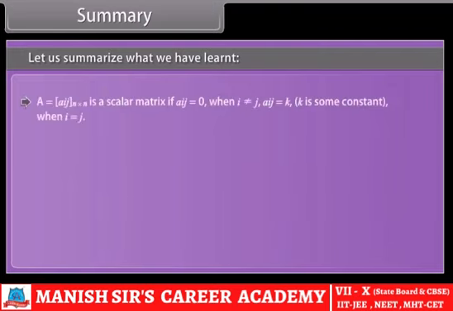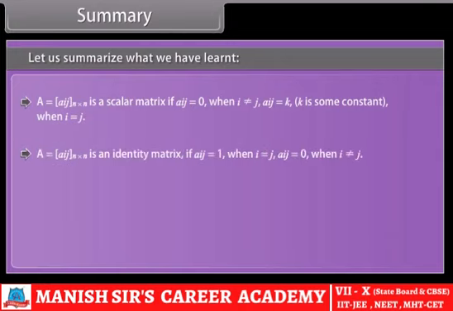A = [a_ij] n by n is a scalar matrix if a_ij is equal to 0 when i is not equal to j, and a_ij is equal to k, where k is some constant, when i is equal to j. A = [a_ij] n by n is an identity matrix if a_ij is equal to 1 when i is equal to j, and a_ij is equal to 0 when i is not equal to j. A zero matrix has all its elements as 0.